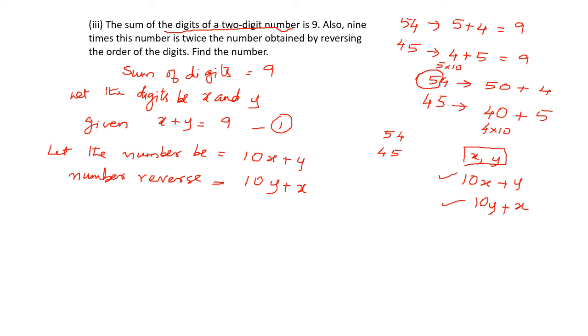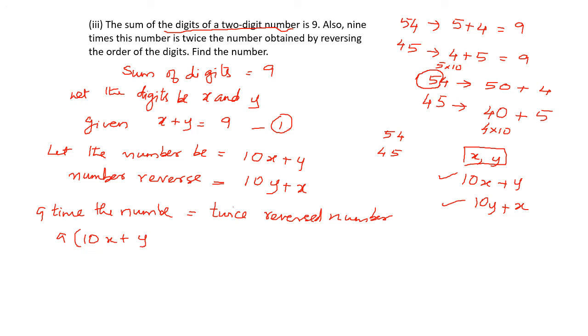Now what is given? 9 times the number. See, the second thing is just given. 9 times the number is equal to twice the reversed number. So 9 times the number means 9 into the number we have taken as 10x plus y. 9 times the number is equal to 2 times the reversed number. If you understand this, my children, then the problem is solved.